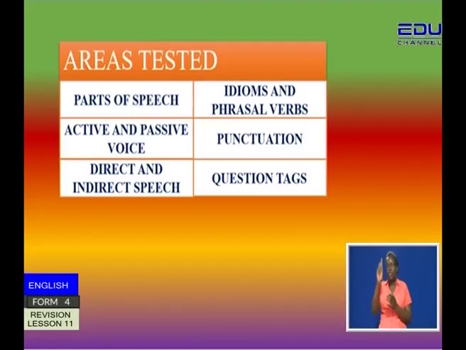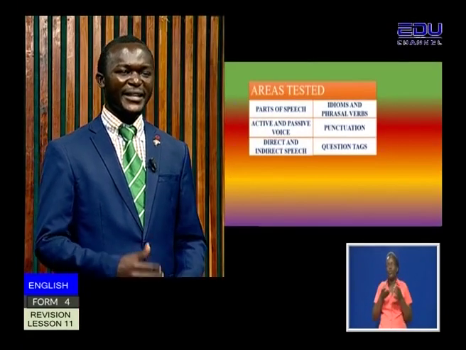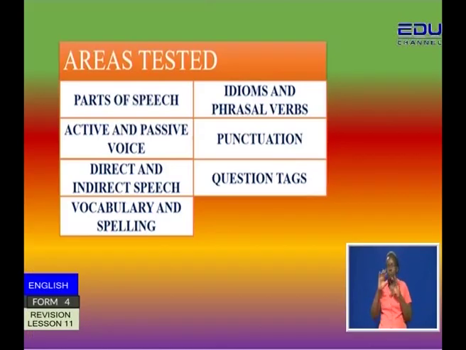Then we have question tags. You normally add question tags at the end of statements. So expressions like isn't it, don't you, can they, shall we, you should know how to add such expressions to statements in the correct manner. We have vocabulary and spelling. You should know how a word is supposed to be written. That is the spelling.